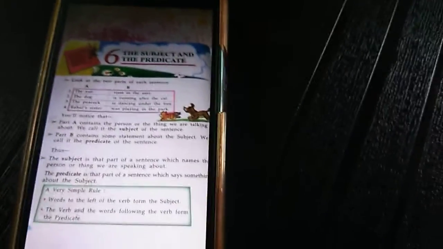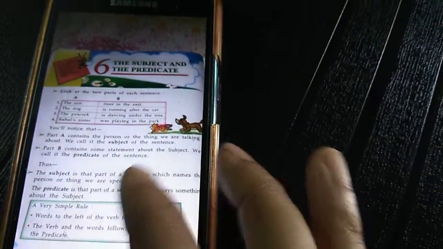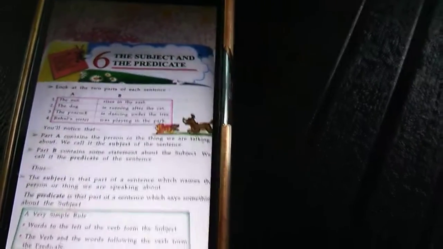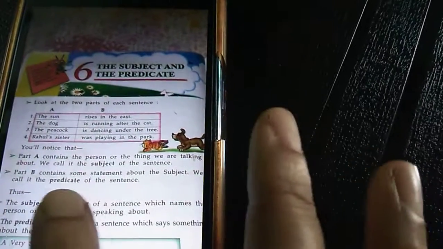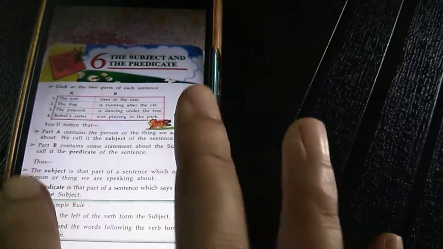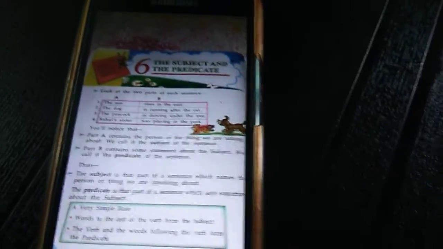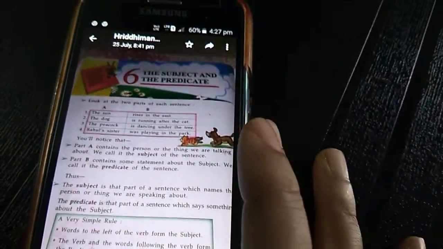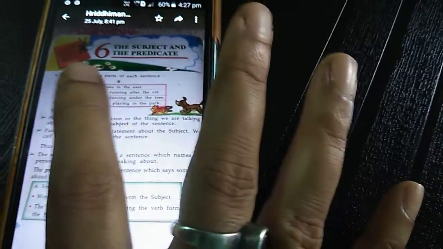Part B contains some statements about the subject. Part B tells us something about the subject, the person that we are talking about. We call it the predicate. So, subject and predicate.